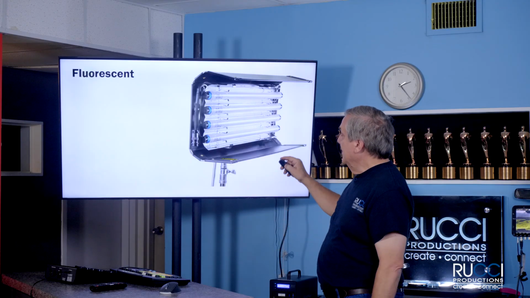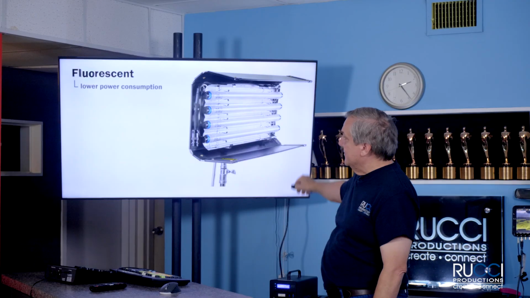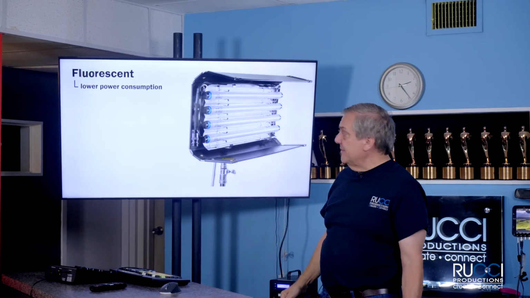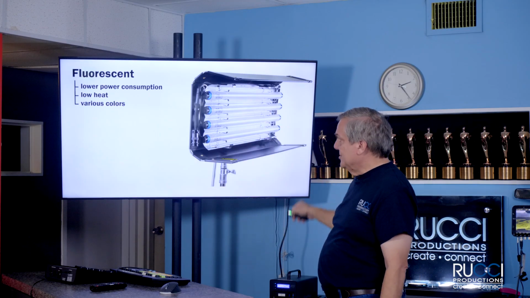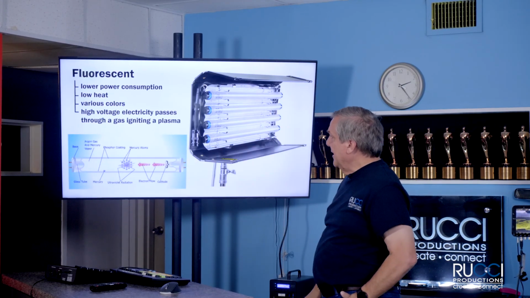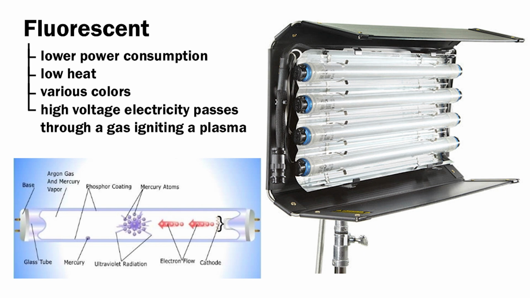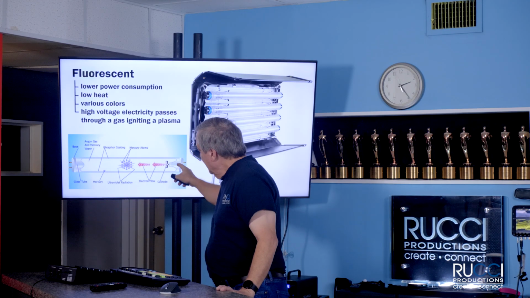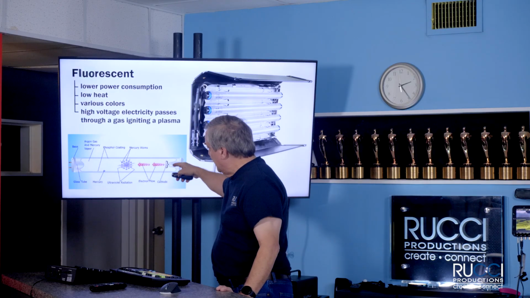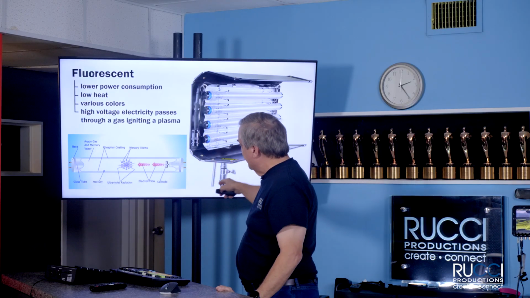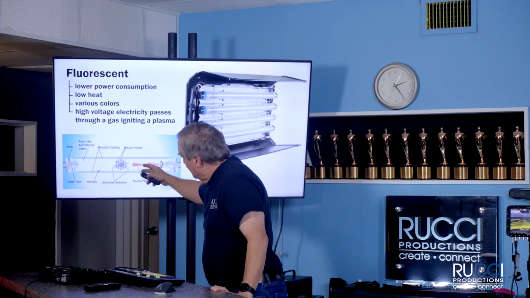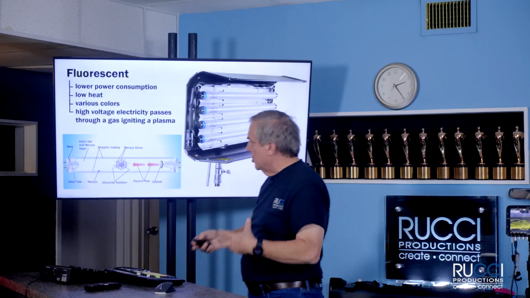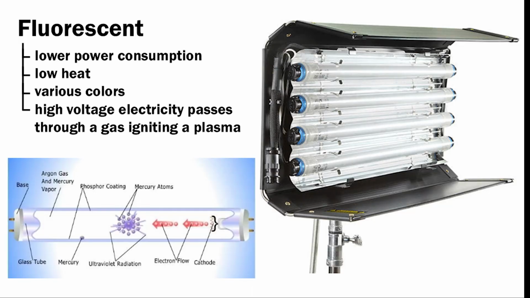Fluorescent is actually a tube full of gas. It uses a lot less power. It's a lot less heat. They can be different colors, and you're actually creating what they call a plasma. You've got a gas. There's a very high voltage electricity. There's a transformer that steps the electricity up to a very high voltage, and it hits the molecules in that gas and creates this charged plasma that lights up in there.